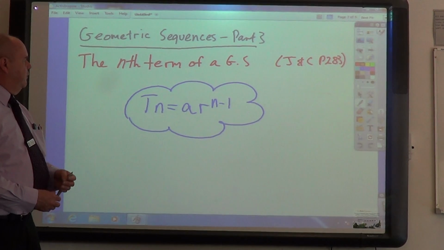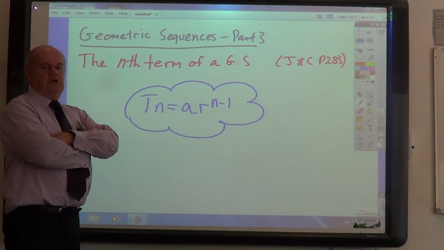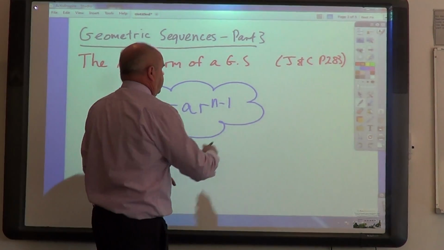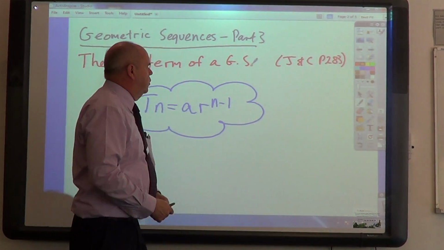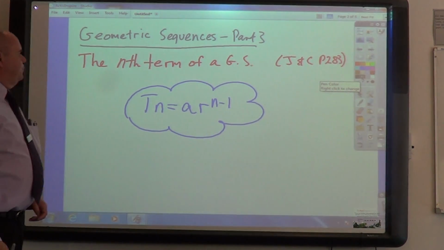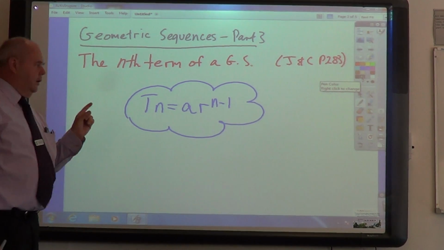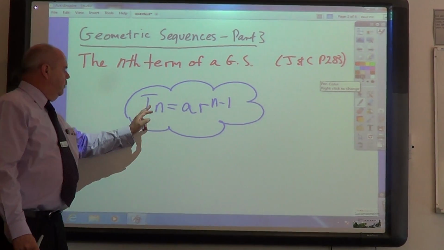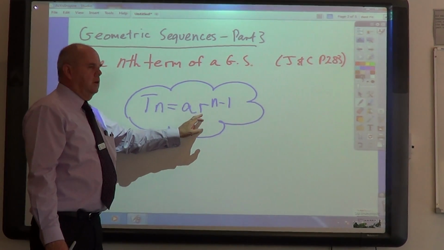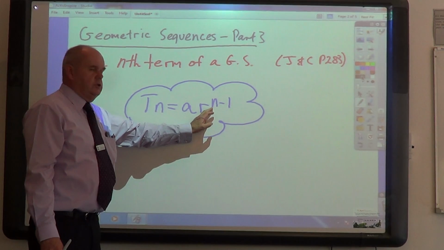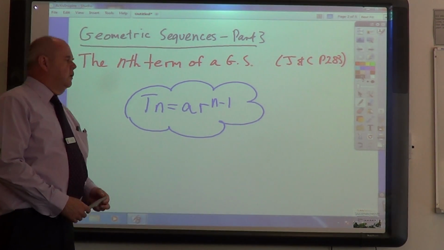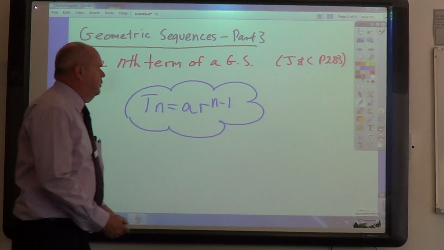Here we want to talk about finding the nth term, that means any term, of a geometric sequence, which I've abbreviated to GS, not to be confused with geometric series. What we need to know is this formula. The general term of a geometric sequence is given by A times R raised to the power of n minus 1. That's our formula that will enable us to do these sorts of things.